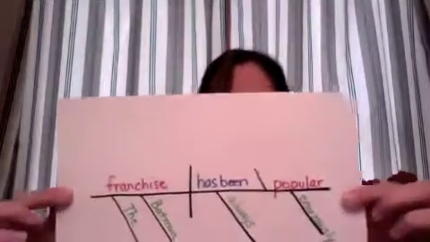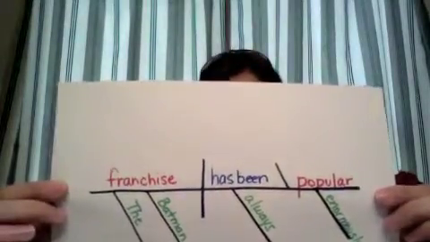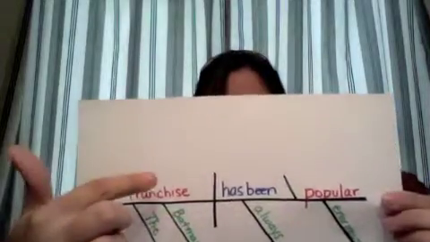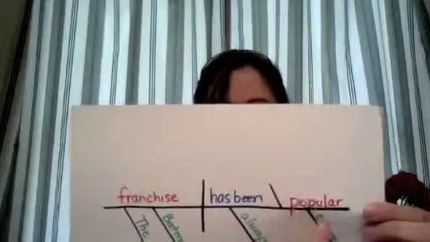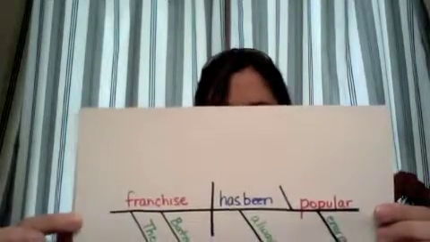Okay, so your final diagram is going to look like this. The Batman franchise is my simple subject, has always been enormously popular. Alright, pause it if you need to, rewind if you need to, go back and figure it out.